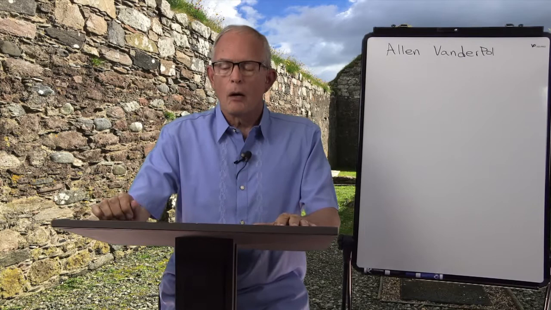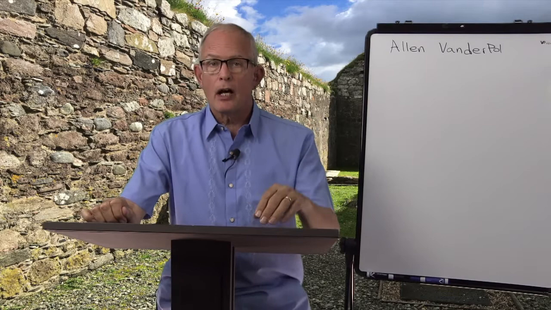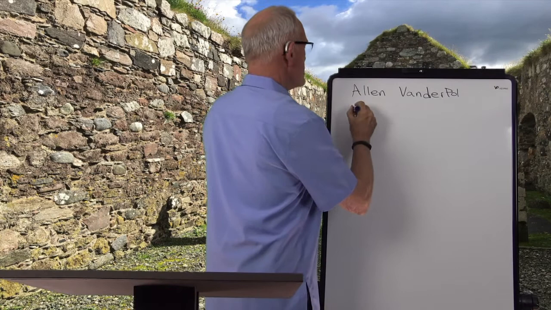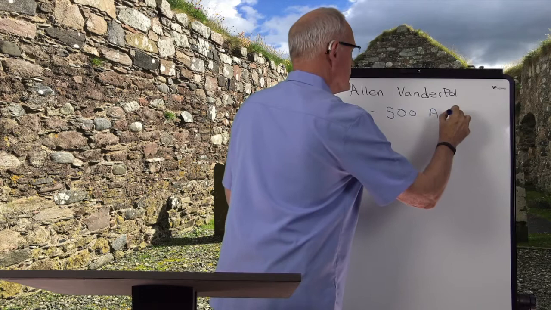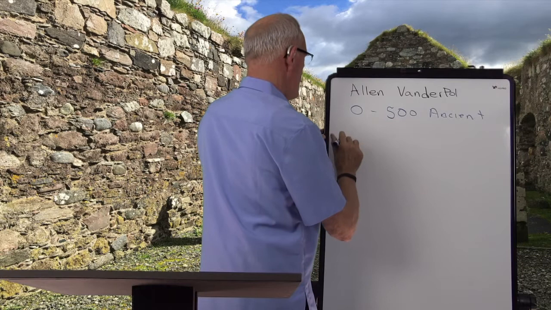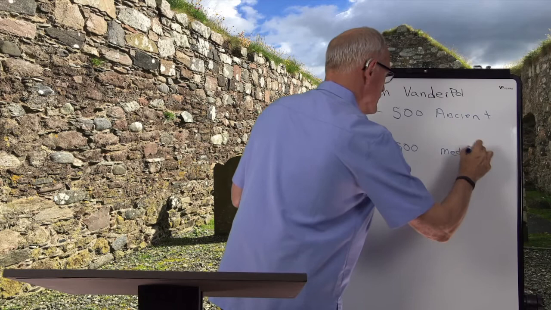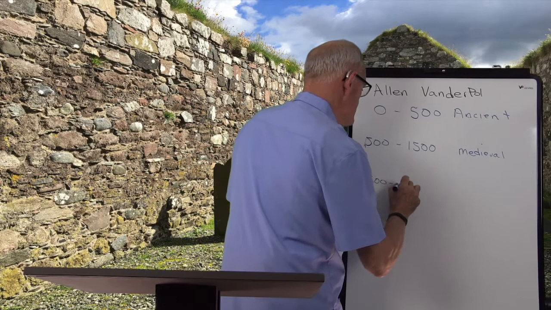When we talk about ancient church history, which is the topic of the course, I want to explain how we traditionally divide church history up. First of all, from about the year 0 to 500, we call it ancient church history. From about the year 500 to 1500, we call it the medieval church. And 1500 to the present, we can call the modern church.